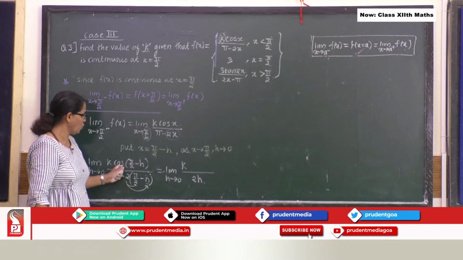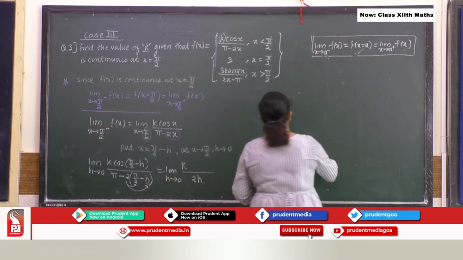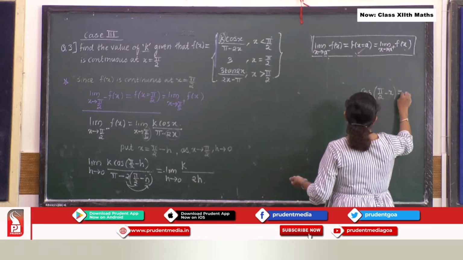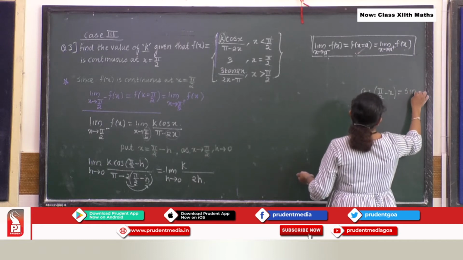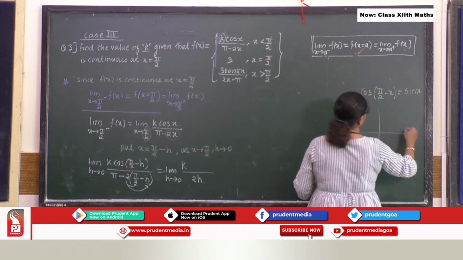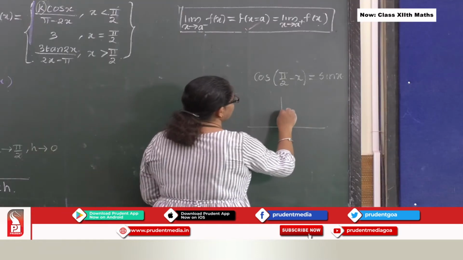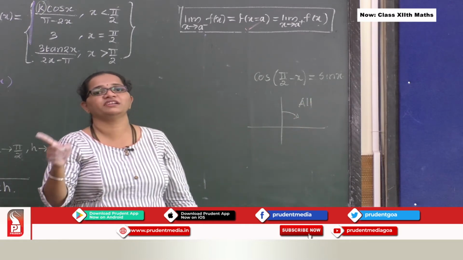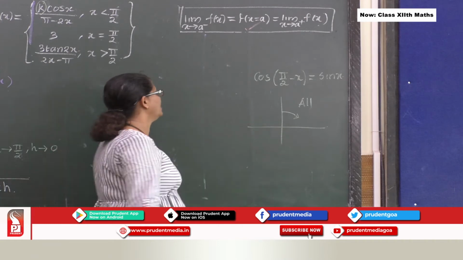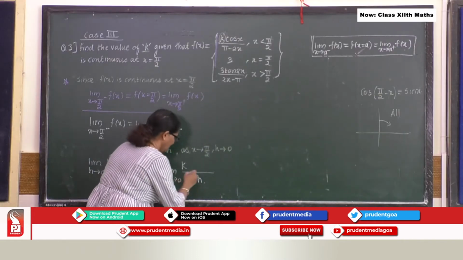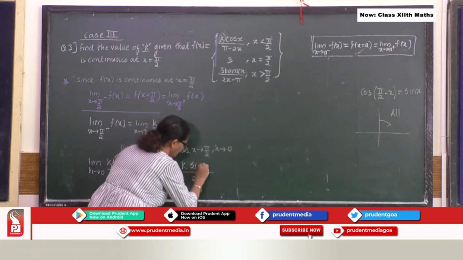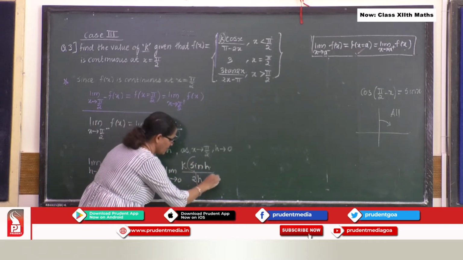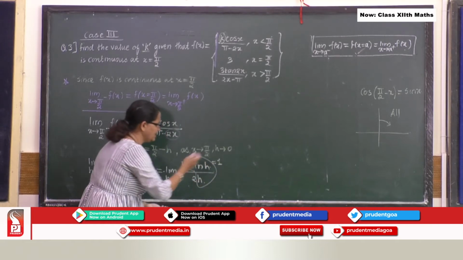Now look at it. Cos of pi by 2 minus h. Here we say cos of pi by 2 minus x is nothing but sin x. Why? Because it's very simple, pi by 2 minus x. We are coming in the first quadrant, and in the first quadrant all trigonometric functions are positive. So over here I get sin h now. So over here look at this. This part becomes 1. Why does this part become 1?